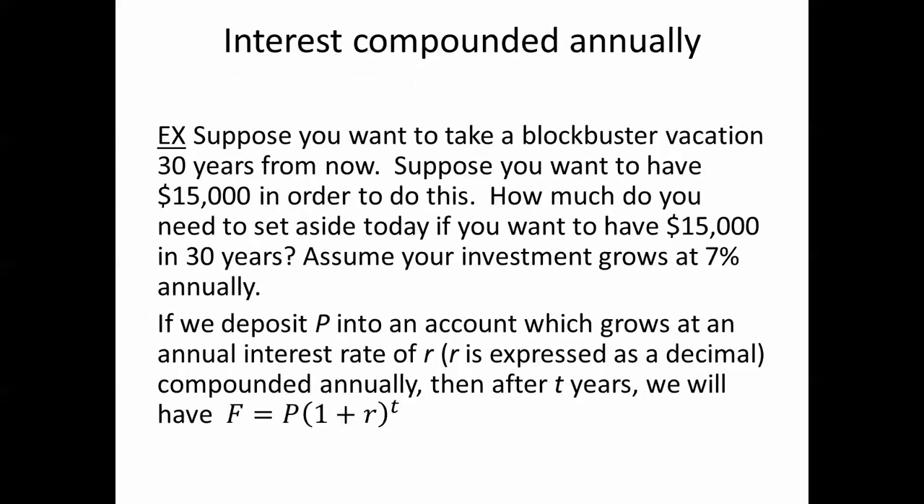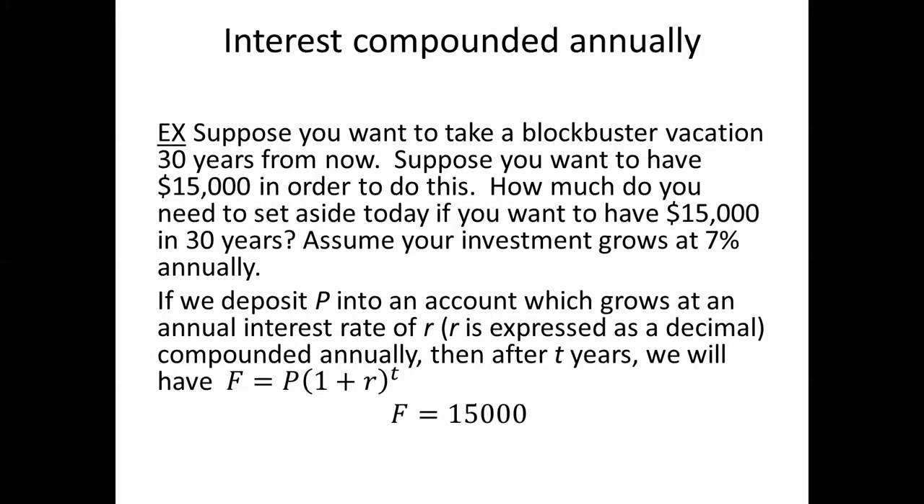Okay, now notice this problem is different. Again, we use the same formula, F equals P times (1 plus R) to the T, but in the previous problem, we knew what we started off with. We knew we started off with 1,000. We didn't know what we ended up with. This problem is just the reverse. We know what we end up with. We end up with $15,000. We don't know what we start off with. So in this problem, we know F, but we don't know P. The previous problem was just the reverse.